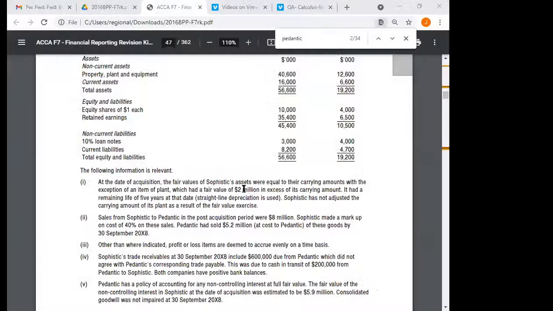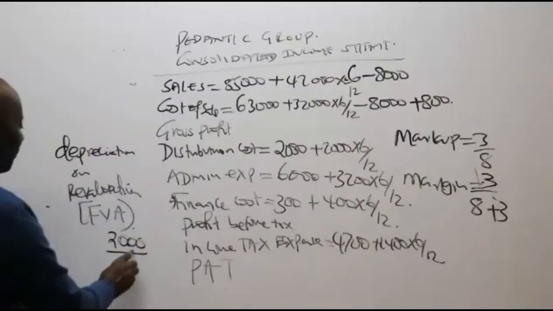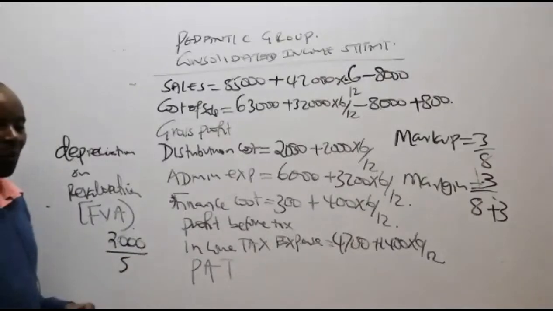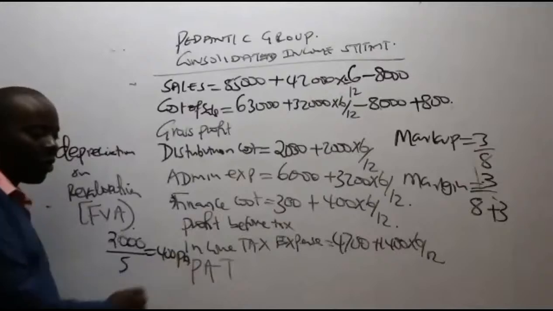Wrong. They said the remaining useful life, because that has already expired, is 5 years. So you come and divide here by 5. Tell me, what does 2,000 divided by 5 come to? It comes to 400. And this 400 is per annum, for a whole year.